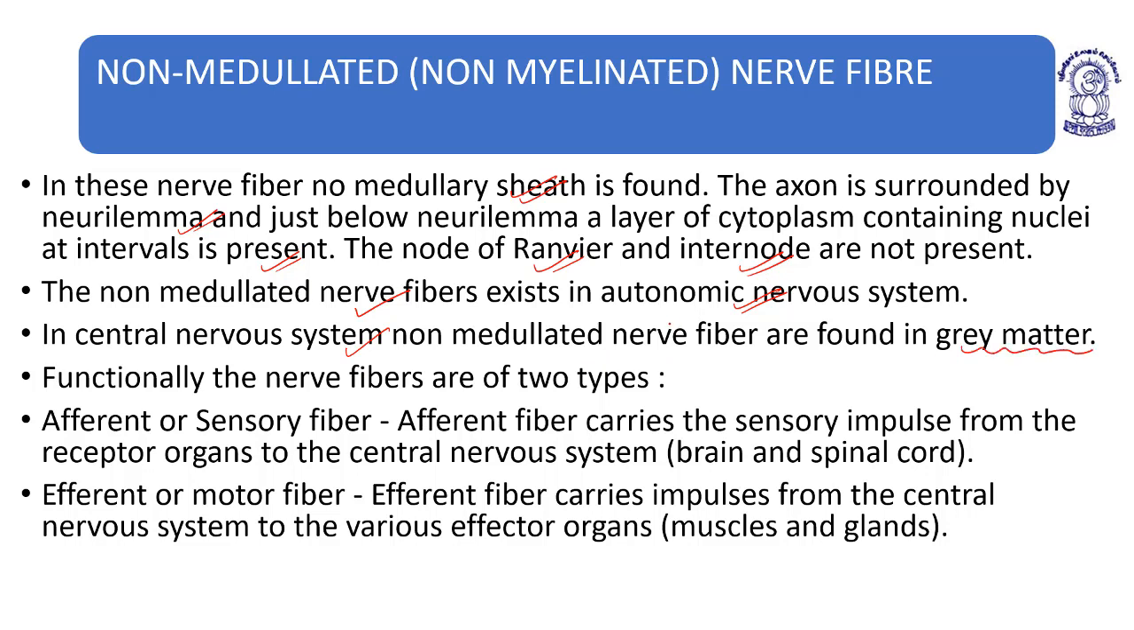Function: the nerve fibers are of two types, afferent or sensory, and efferent or motor. Afferent fibers carry the sensory impulse from the receptor organs to the central nervous system, brain and spinal cord. So they basically provide information to the brain and spinal cord. Efferent or motor nerve fibers carry impulses from the central nervous system to various effector organs like muscles and glands. Is it clear?